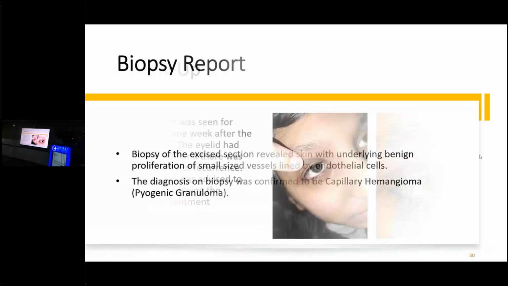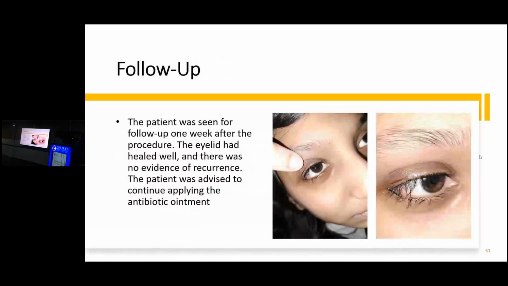So the patient was called for follow-up 1 week after the procedure. The upper lid had healed well, and as you can see, there was no evidence of recurrence. The patient was advised to continue applying the antibiotic ointment.